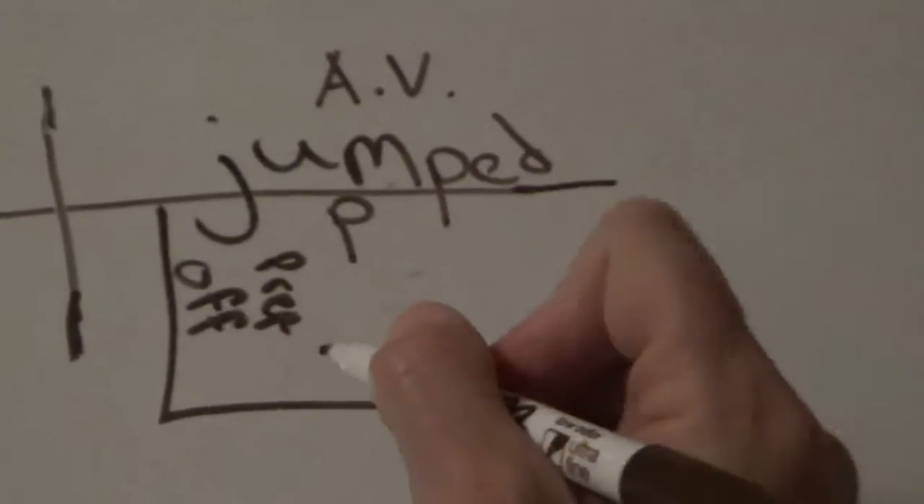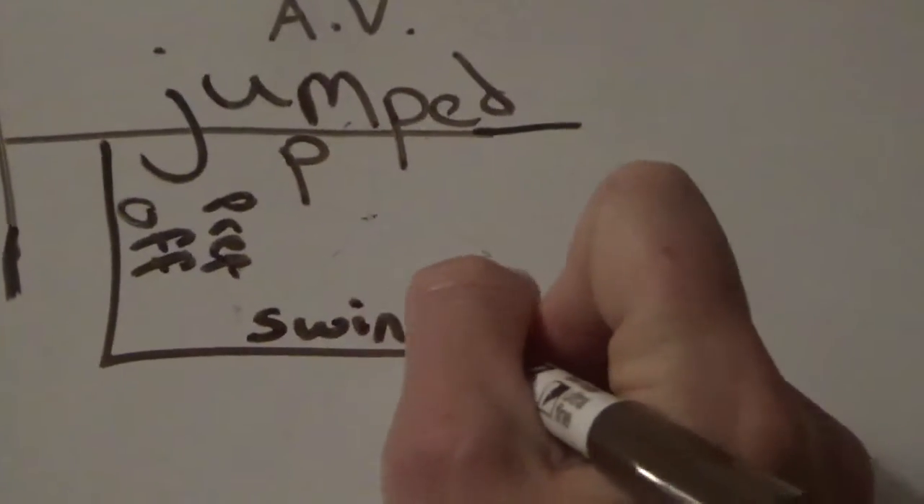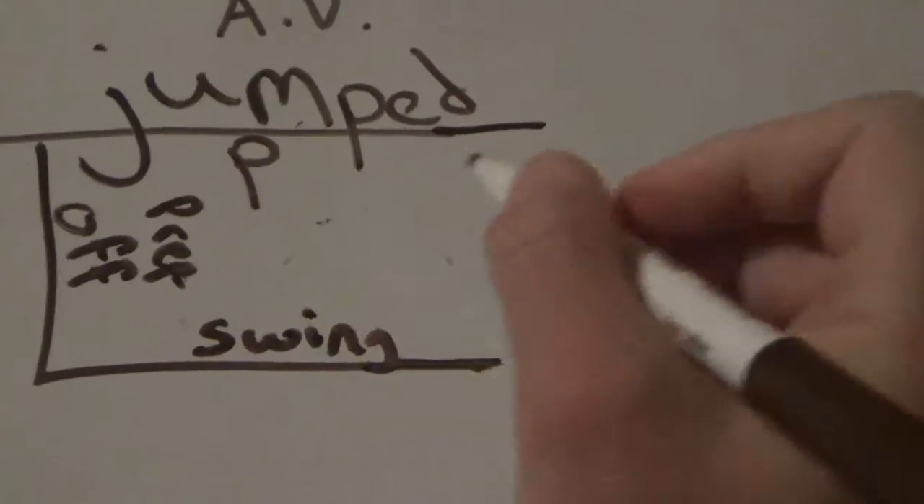So we're going to write off here and label it PREP for preposition. We're going to put the object of the preposition on this line, and we're going to label it N for noun. And then we are going to put our modifier, the swing. Remember, the is an article adjective. It is always an adjective. A, AN, and THE are the article adjectives.